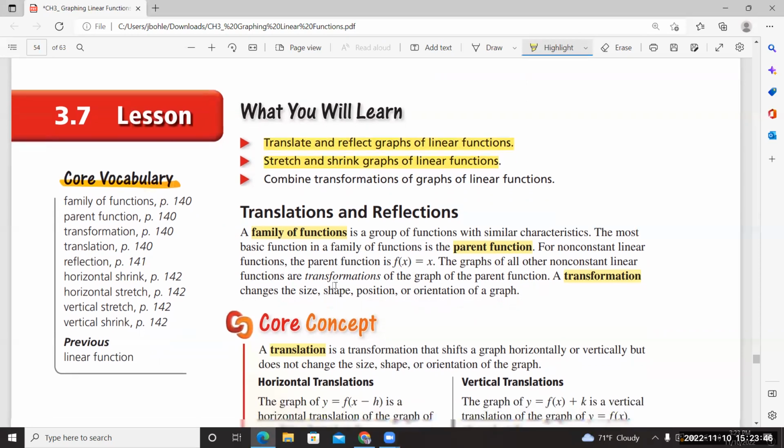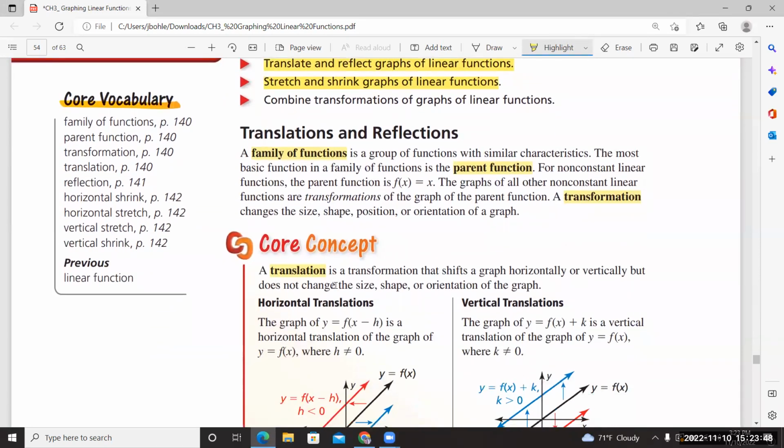Okay, a family of functions is a group of functions with similar characteristics. The most basic function of the family of functions is the parent function. So for our linear functions, the parent function is going to be f of x is equal to x. So just slope-intercept form, slope of 1, y-intercept of 0. The graphs of all other non-constant linear functions are transformations of the parent function. Okay, remember that a transformation changes the size, shape, position, and orientation of the graph.